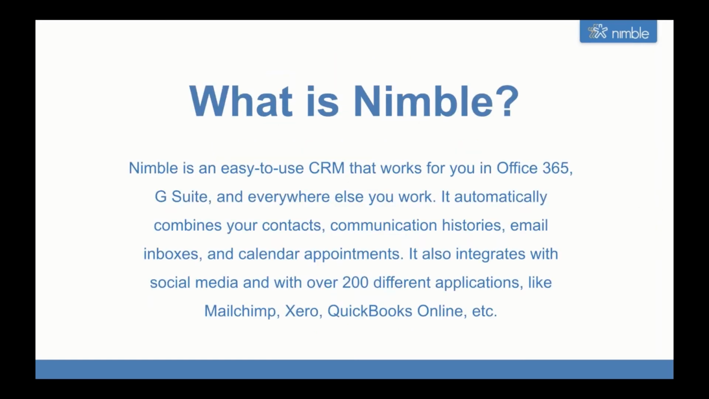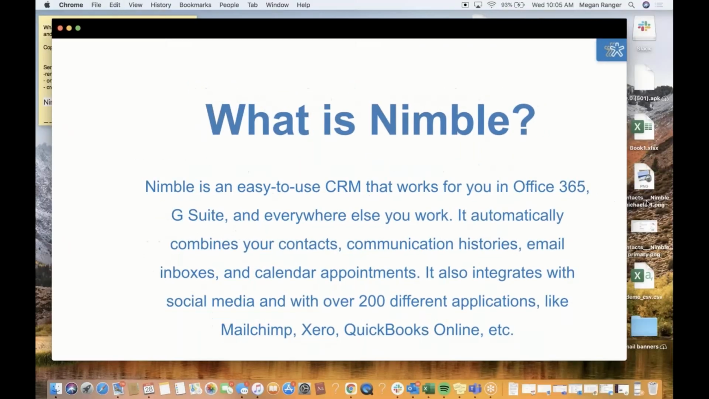But before we get started, let's spend a few minutes discussing what Nimble is. Nimble is an easy-to-use CRM that works for you in Office 365, G Suite, and everywhere else you work. It automatically combines your contacts, communication histories, email inboxes, and calendar appointments. It also integrates with social media and with almost 200 different applications. So let me get into the app itself.